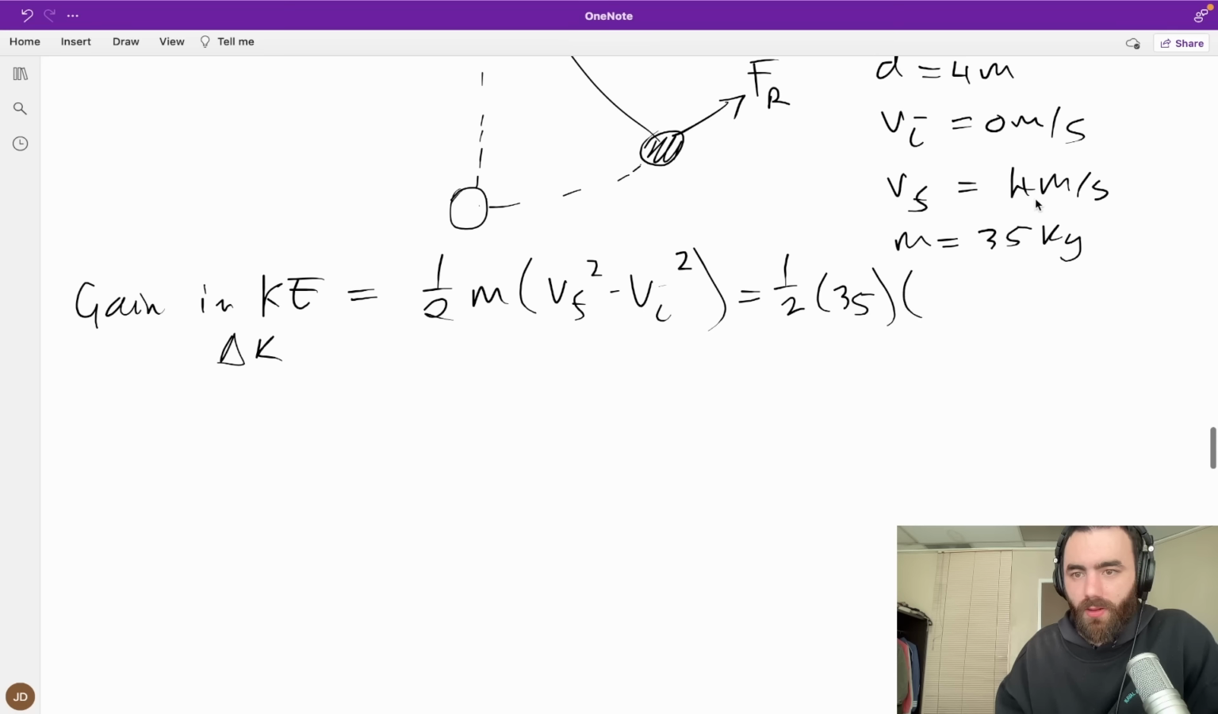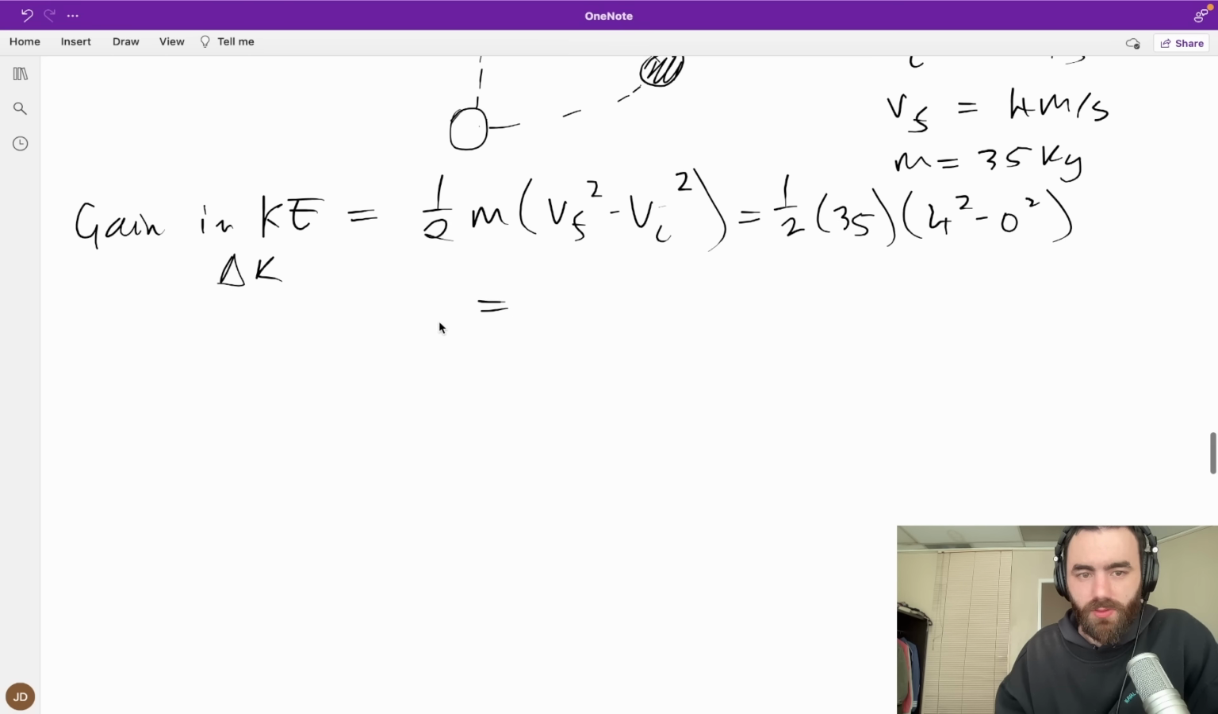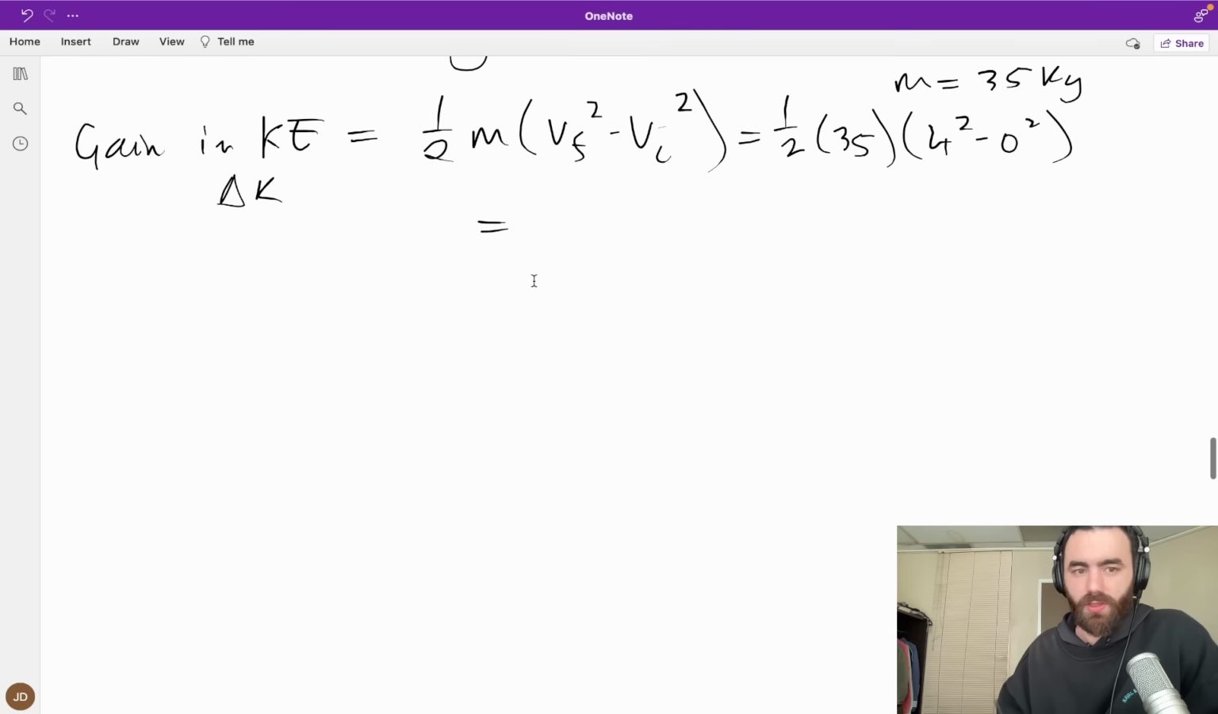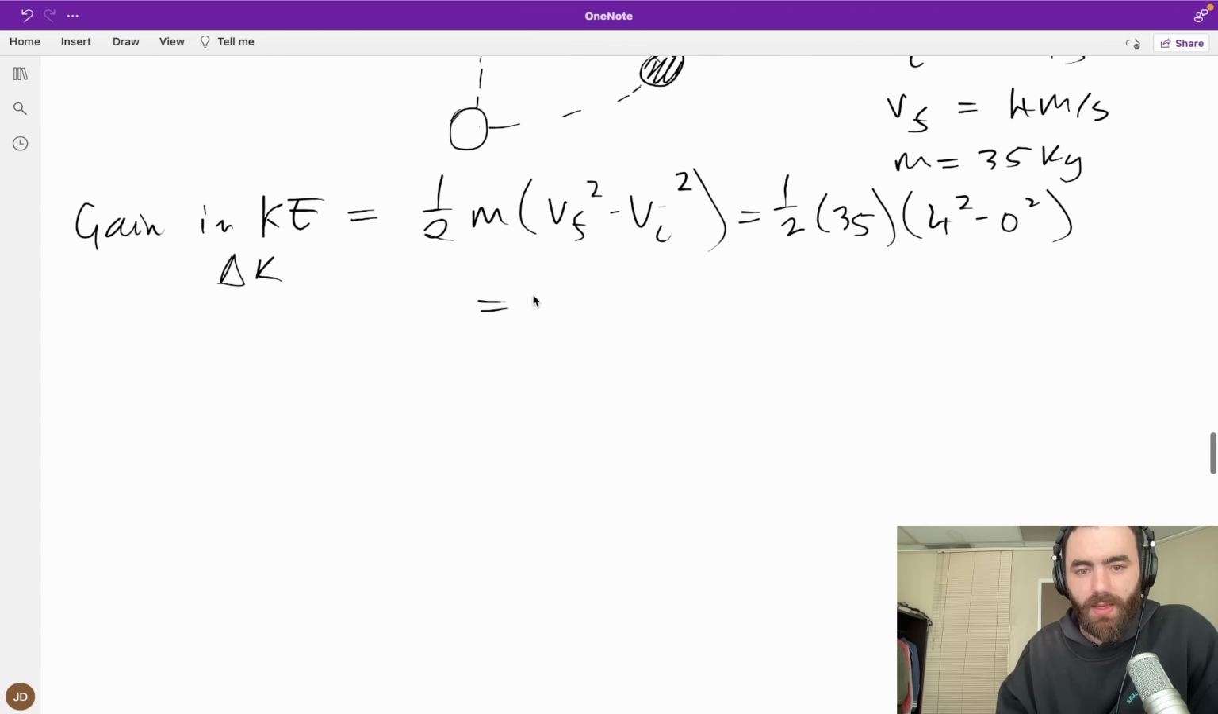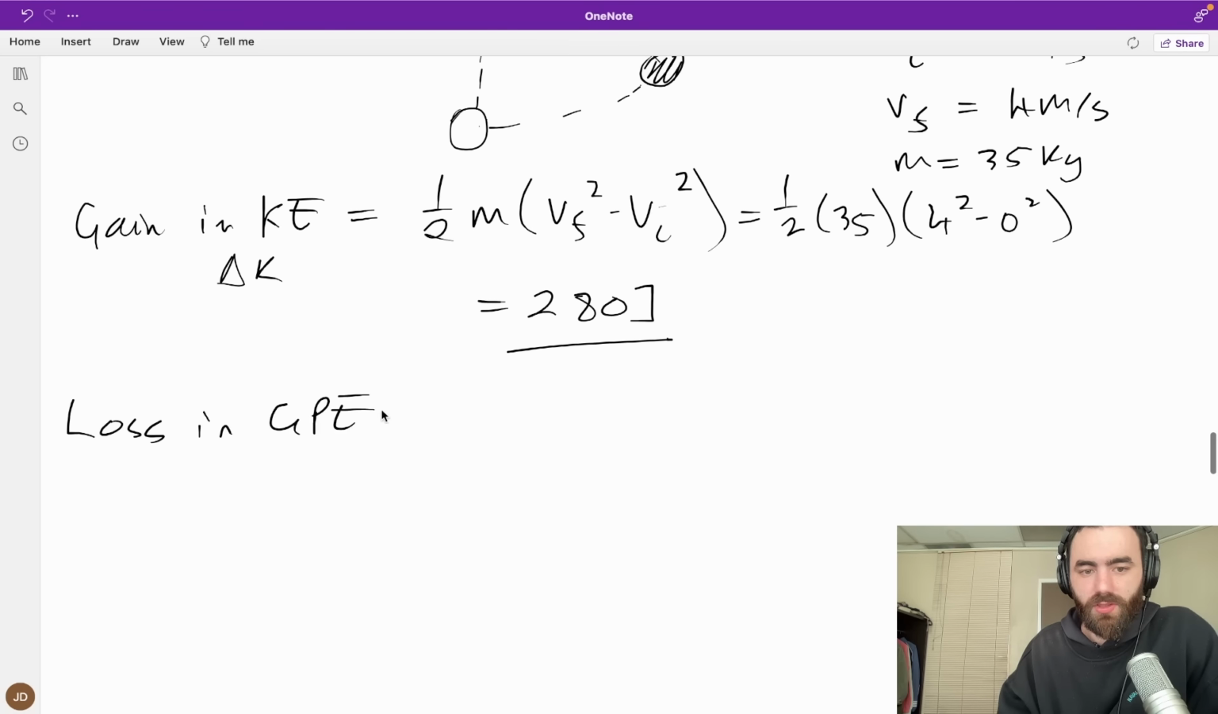35 squared. This equals 2 squared times 5, which is 280 joules. We're gaining 280 joules of kinetic energy. What's the loss in gravitational potential energy?